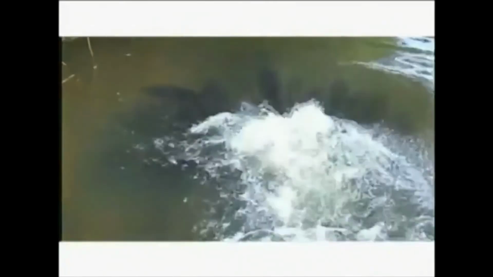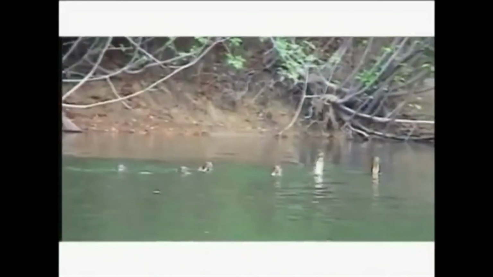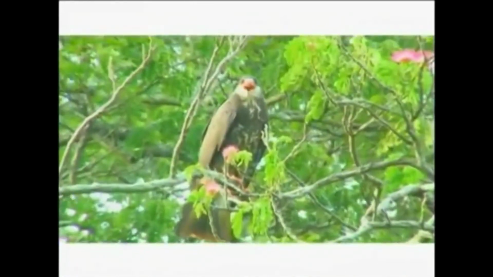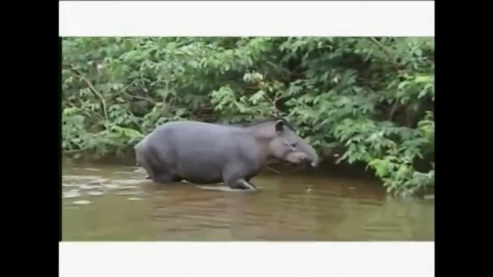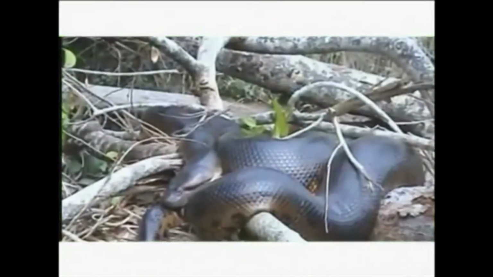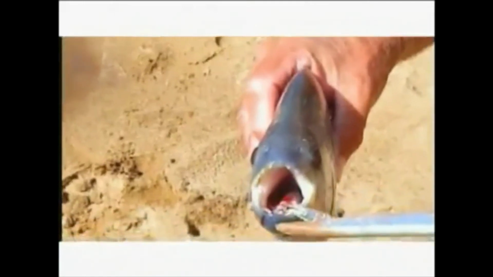Iwokrama also contains the highest numbers of fish and bat species for any area its size. This healthy animal population that includes 500 bird species, 200 mammals, and 150 species of amphibians and reptiles helps to make the region a prime conservation and ecotourism area within Guyana and the Guyana Shield.